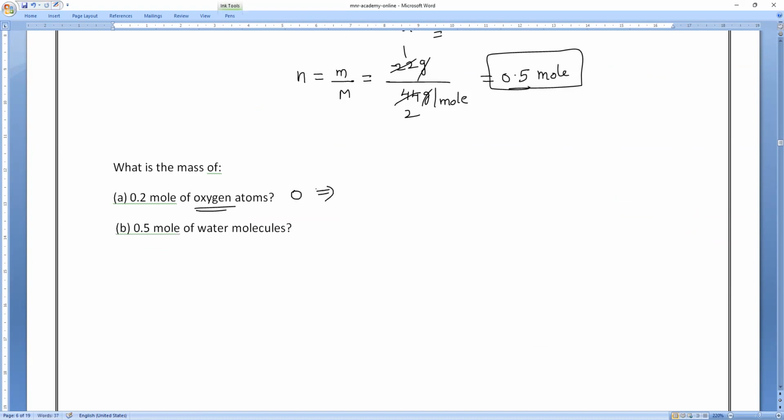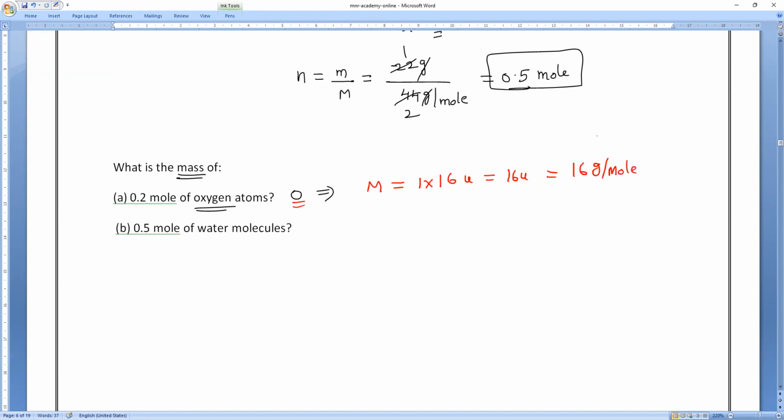So what is the molar mass? They're asking mass. Mass means immediately how to calculate what? Molar mass. Am I right? So molar mass of oxygen atom. How many atoms are there? 1. 1 into what is the atomic mass of oxygen, Gokul? 16, which is equal to 16 u. So 16 u means what? 16 gram per mole.